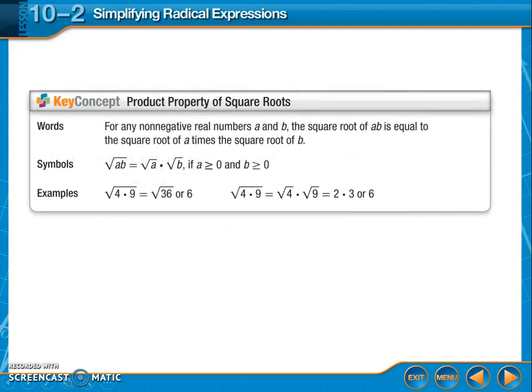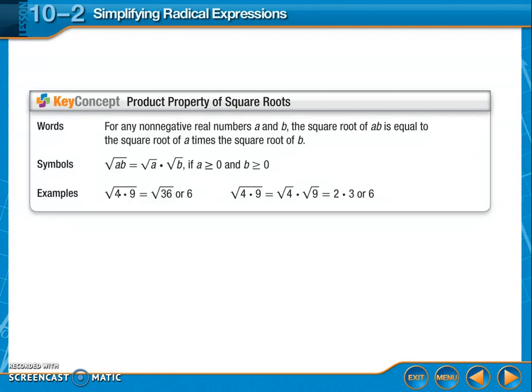So, first thing we're going to look at is the product property of square roots. For any non-negative real numbers a and b, the square root of a times b is equal to the square root of a times the square root of b. That's to say, if you have multiplication inside of a square root, you can break it up and have it the square root of one thing times the square root of the other thing. The square root applies to both things.